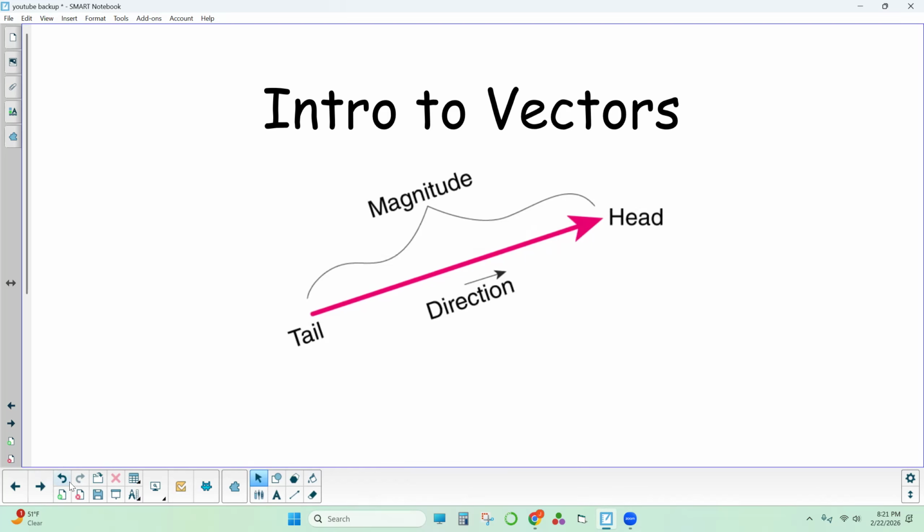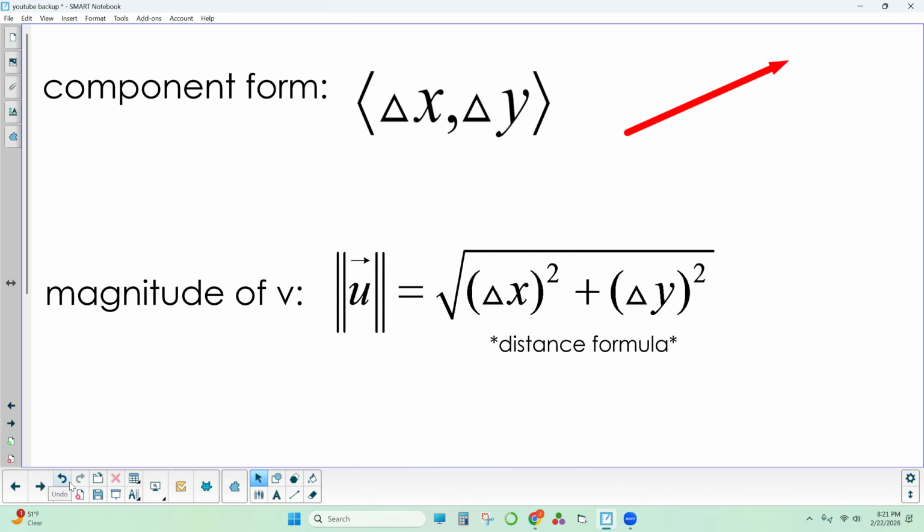All right. So we write vectors in component form. And component form is made up of a change in x followed by a change in y. And we use these arrow brackets on the ends, okay, to show it's a vector.